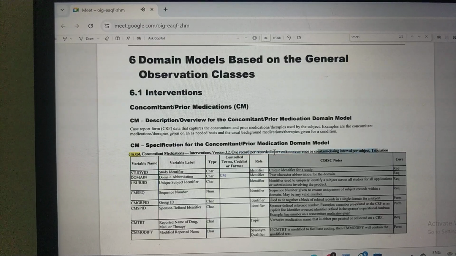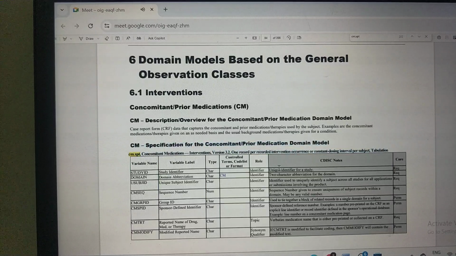Here you can see one record per recorded intervention occurrence: how many times he or she took the drug, and then constant dosing intervals per subject. For example, a subject suffering with fever, the doctor prescribed to take this medication, like Dolo, every 6 hours. The subject might take it 3 times a day. It means the same medication he took 3 times, so there will be 3 records for that particular subject. Based on the treatment and the constant dosing, however many times he or she took the medication, that many records come to the concomitant medication.